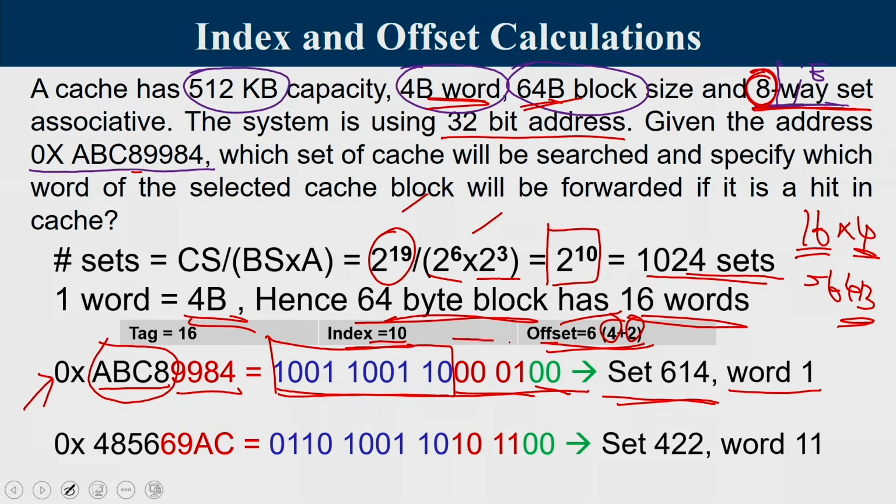How did you get word number 1? These 4 bits that are given in the red color will tell you what the word number is. There are 16 words possible, ranging from 0000 all the way up to 1111.